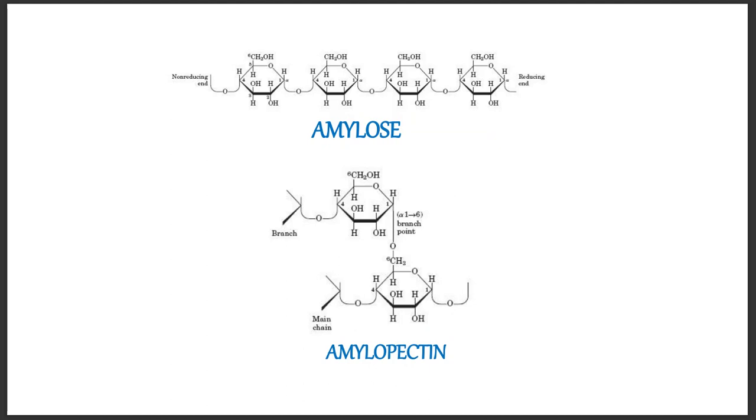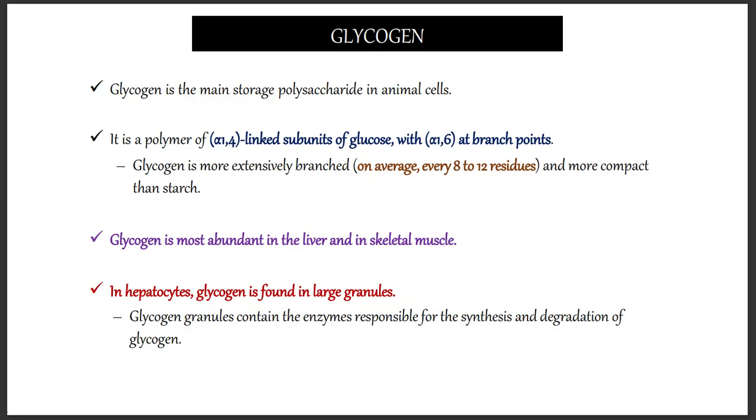So that is our amylose on top. You can see it doesn't have any branch. It only has alpha 1,4 glycosidic bonds, and then amylopectin, which has got branches.